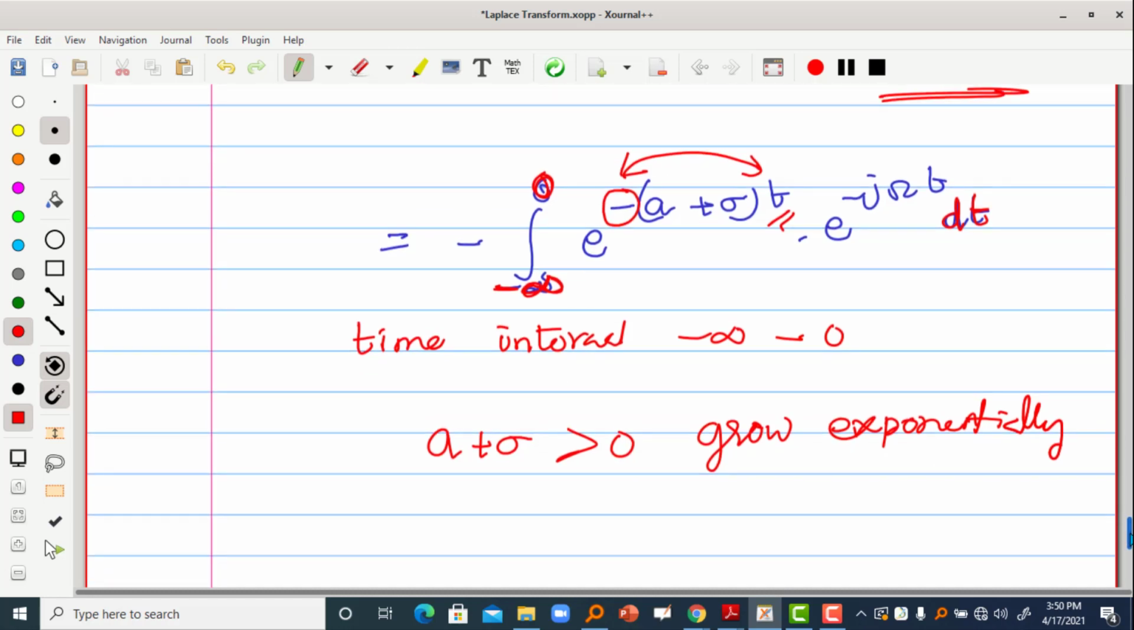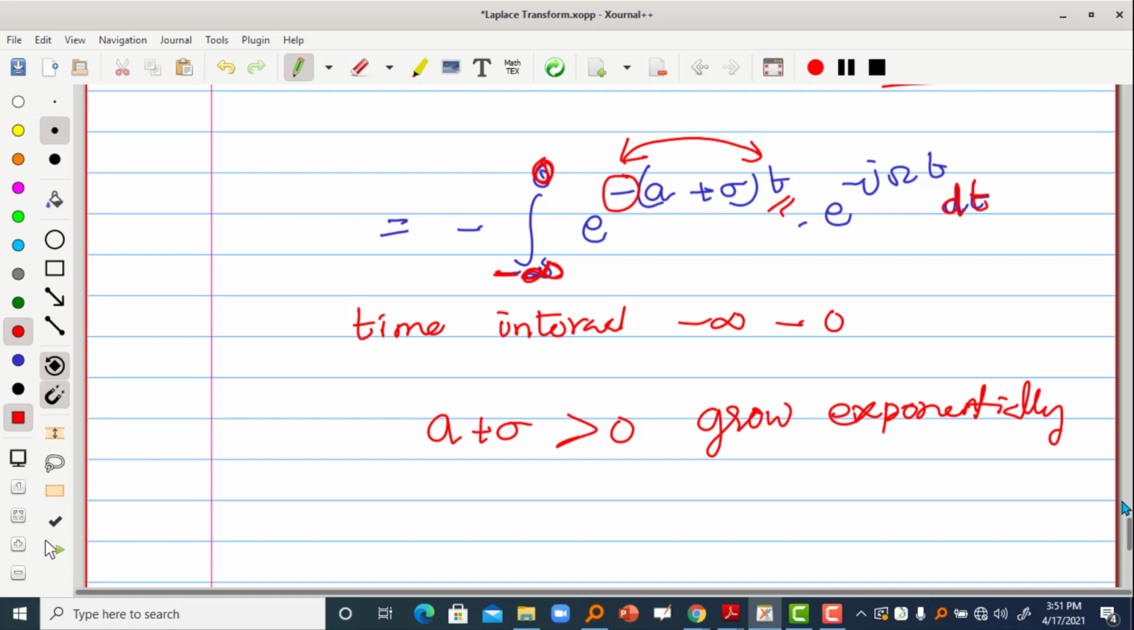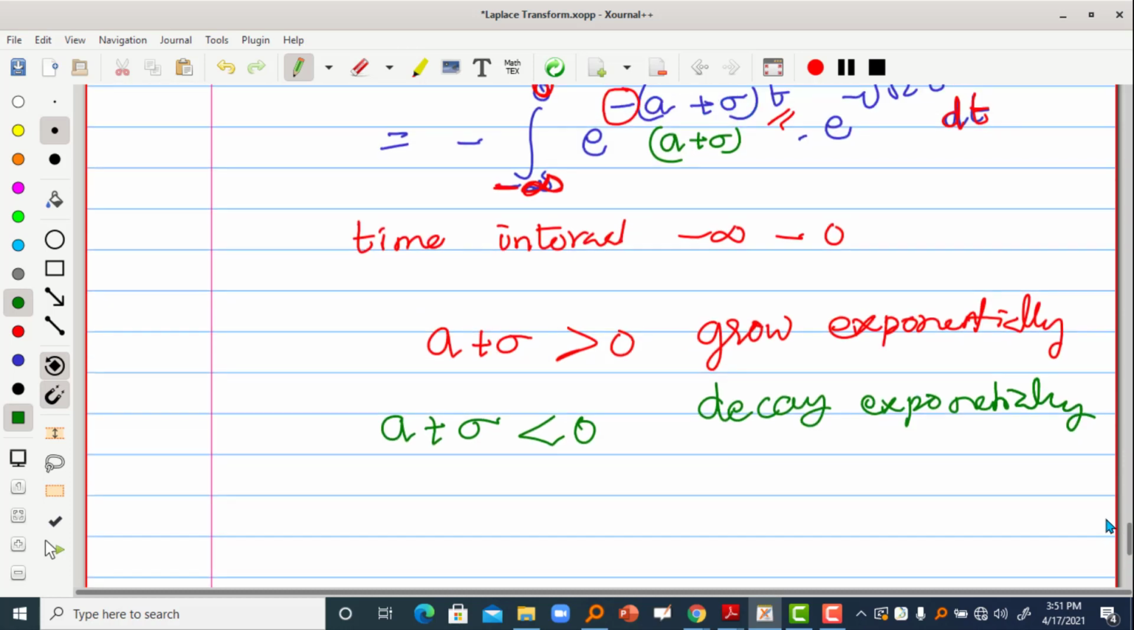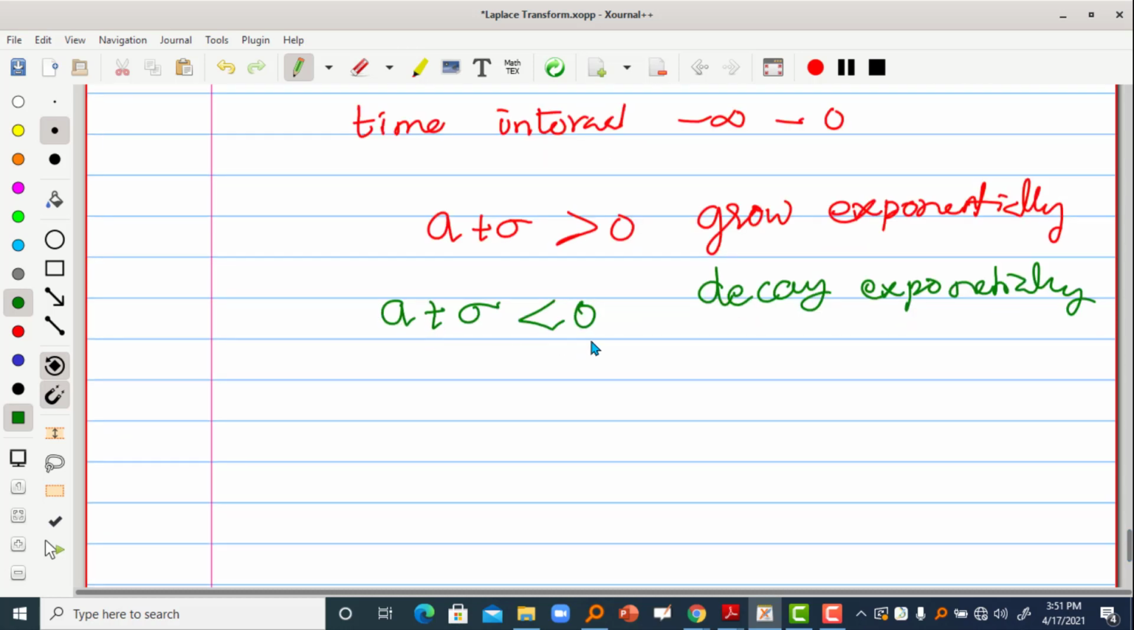So what is the problem? We will be unable to find the Laplace transform in this case. However, what about the case of a plus sigma less than 0? When a plus sigma is less than 0, we are substituting a negative quantity in the bracket. Already this minus and time cancel, so this becomes a decaying exponential, right? This helps the integral converge, and for this particular case the region of convergence is nothing but a plus sigma less than 0.